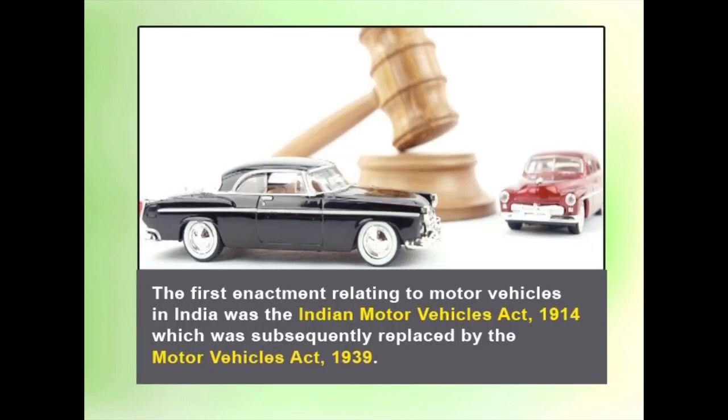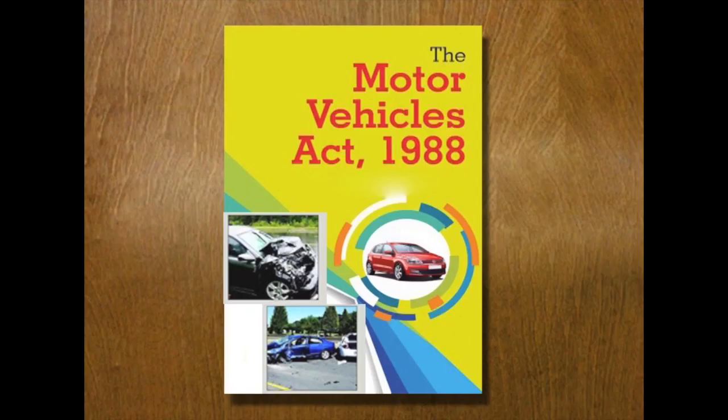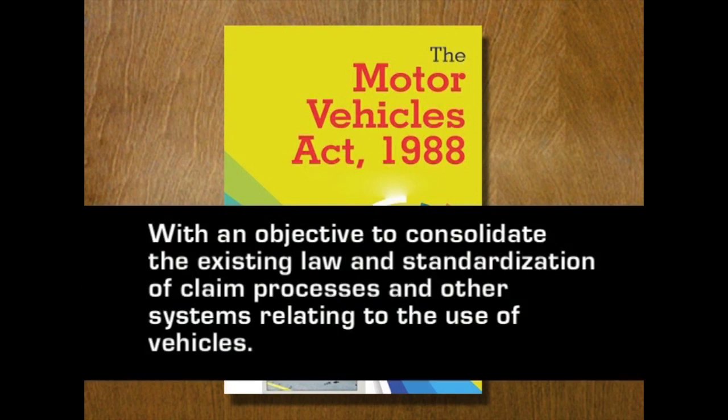The first enactment relating to motor vehicles in India was the Indian Motor Vehicles Act 1914, which was subsequently replaced by the Motor Vehicles Act 1939. A new comprehensive act, the Motor Vehicles Act 1988, was enacted on the recommendation of a working group appointed at the behest of the Law Commission of India with an objective to consolidate the existing law and standardize claim processes and other systems relating to the use of vehicles.